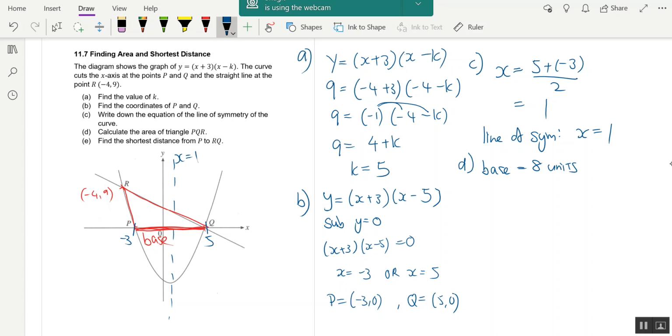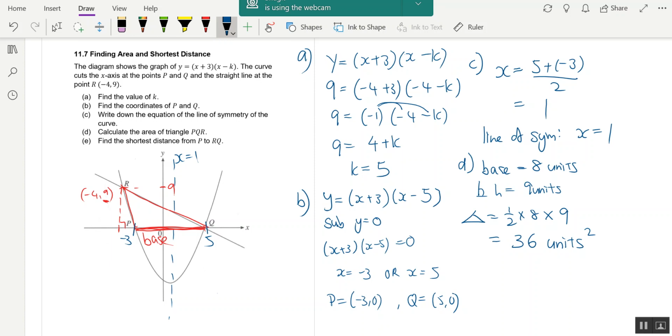And what is the perpendicular height? The perpendicular height is over here. Okay, and it tallies with the y value. So the y value here is 9 because this coordinate here is 9. So the perpendicular height is equals to 9 units. So the area of the triangle is half times 8 times 9, and you're going to have 36 square units. Okay, so always use the x-axis and the y-axis to help you find the area of a triangle.